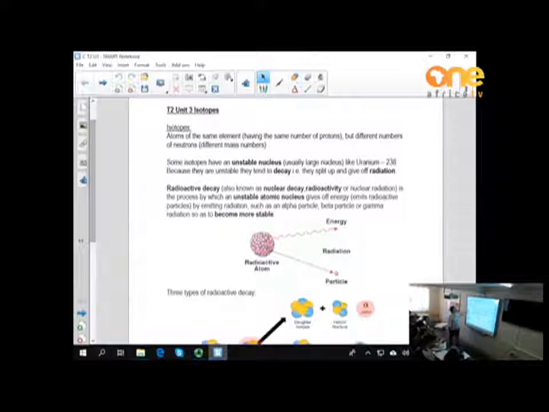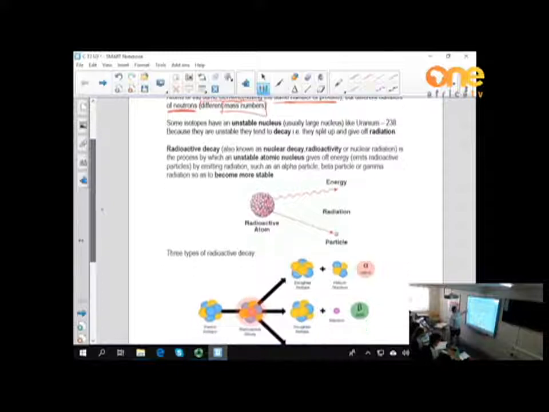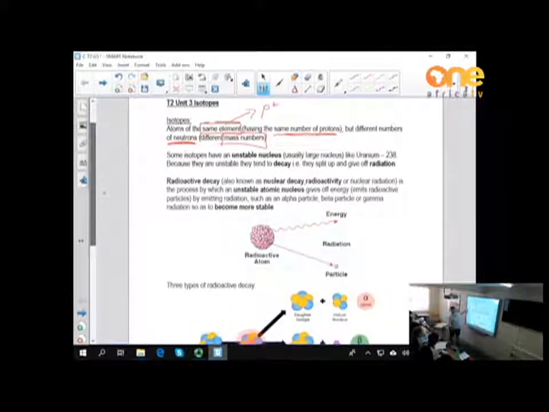Okay. The definition of an isotope. Atoms of the same element. Let's do this in a different color. Atoms of the same element. In other words, they've got the same number of protons. There we have it. Same number of protons. But they've got different numbers of neutrons. In other words, different mass numbers. Please, especially if you see the definition counts 2 marks, explain atomic number and mass number. Do you understand? Okay.